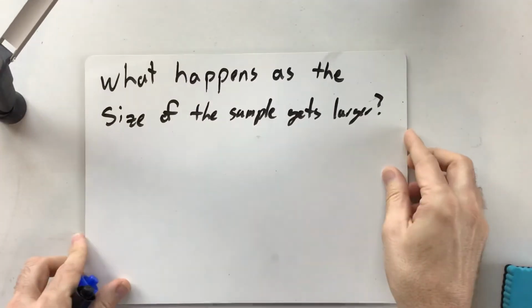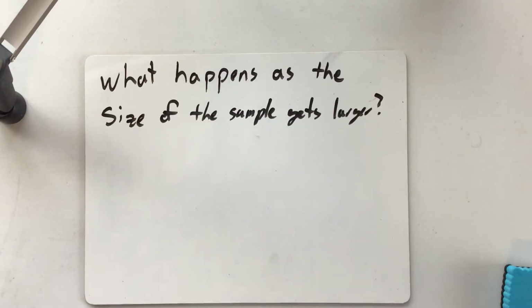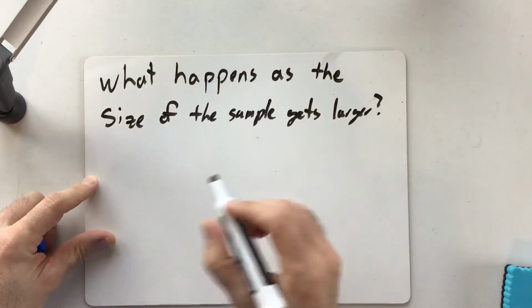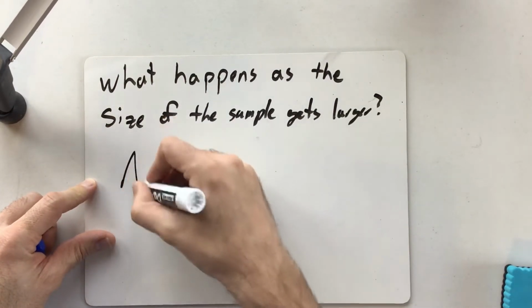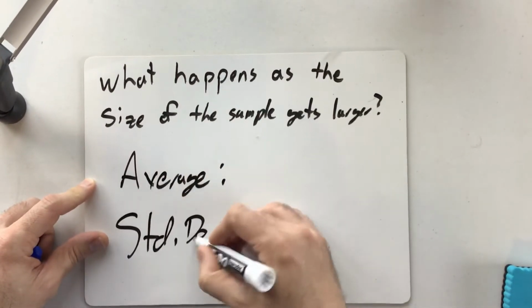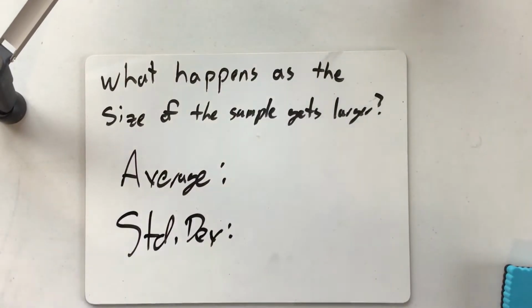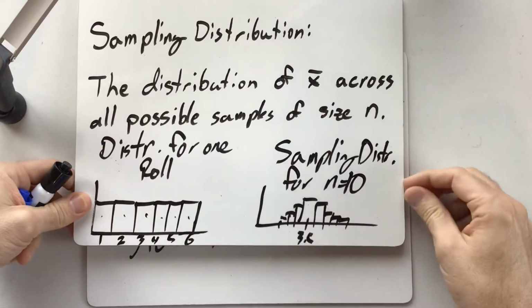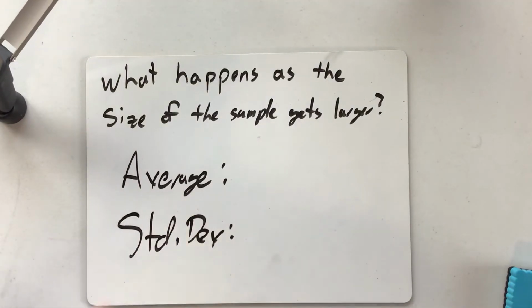So what I really want to ask is this question: what happens as the size of the sample gets larger? This is a good spot for you to pause for just a second, and I want you to particularly think about what happens as the sample size gets larger. What happens to the average, and then what happens to the standard deviation? So we have these two distributions. We had our distribution for 1 roll, or the distribution for 10 rolls. What if we were to make it 100 rolls, or 1,000 rolls, or 1,000,000 rolls? What would happen to the average? What would happen to the standard deviation?